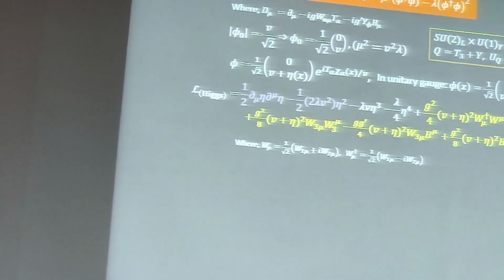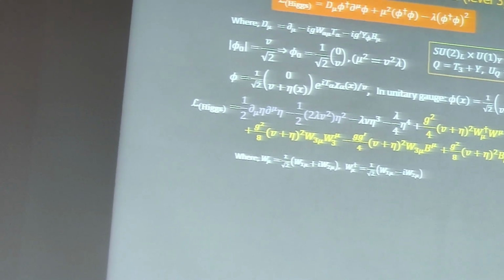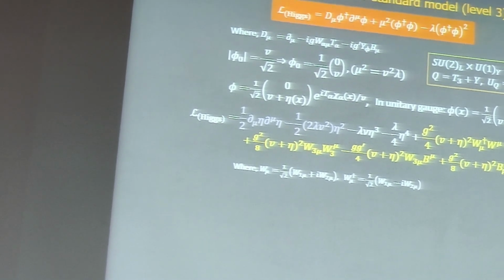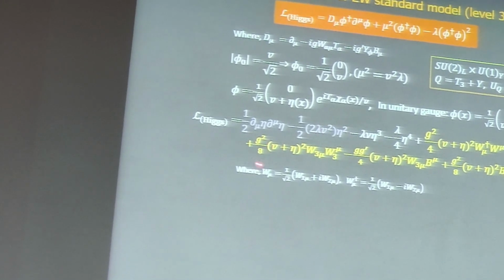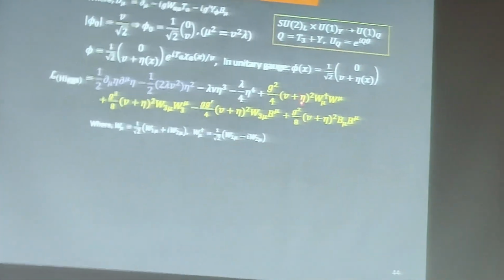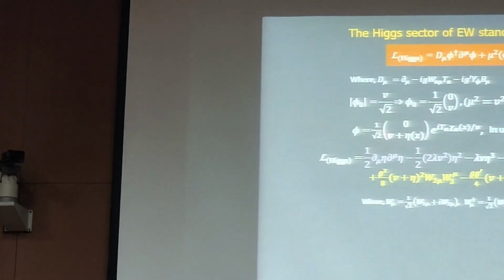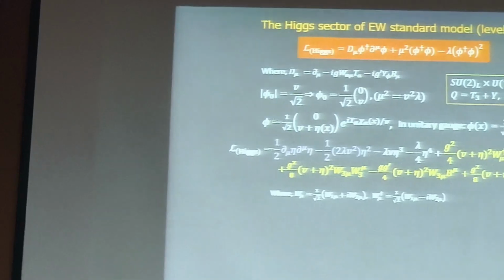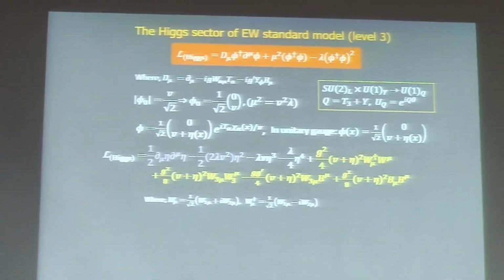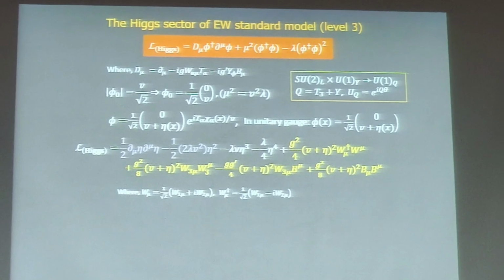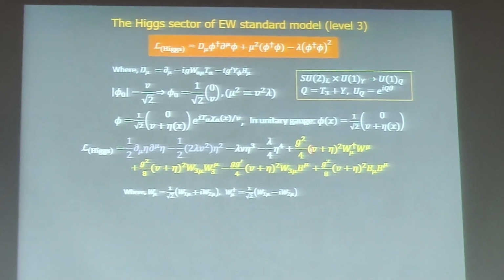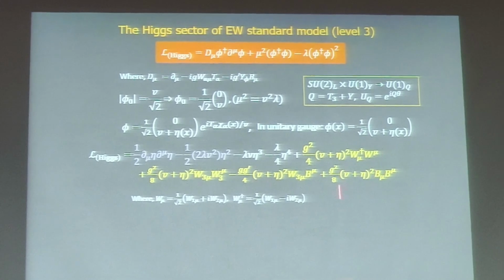These are the interaction terms in which the eta field interacts with the gauge field, right? And these interaction terms actually also contain the mass term as well. For example, if you just look at the first term, you have (nu plus eta) squared. Nu is a constant, the vacuum expectation value, and eta is a field. It's a function of space-time. And you have the sum of these two entities in a square.